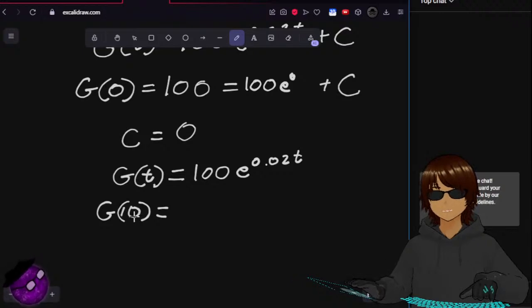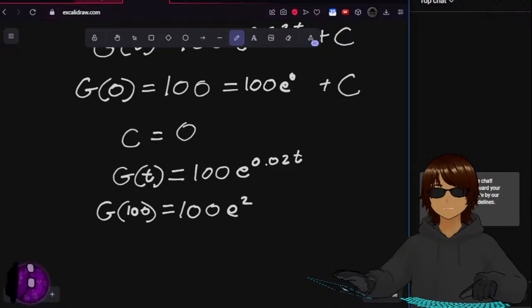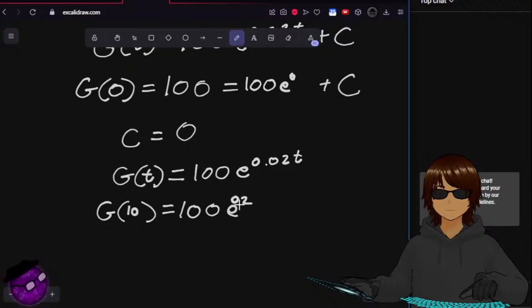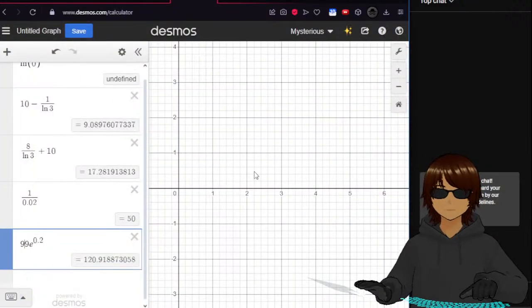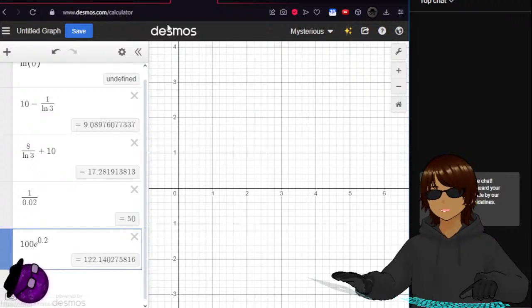So C is 100 e squared. Why would it be? Oh, whoops, it's in 10 days. Yeah. This is around 100, 122.14.